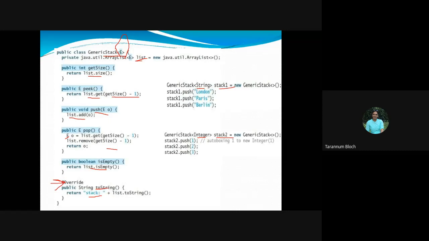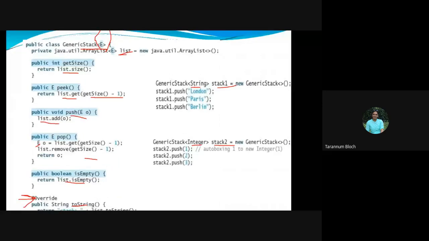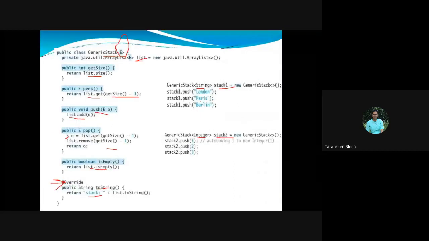So we say stack1 is equal to a GenericStack of string, and we use push: stack1 dot push London, stack1 dot push Paris, and stack1 dot push Berlin. So stack1 has three cities. Now we take the second object of GenericStack. In the angle brackets you specified Integer. While declaring the concrete object, you are being specific that this object is going to hold integer values, and using that object you called the push method.